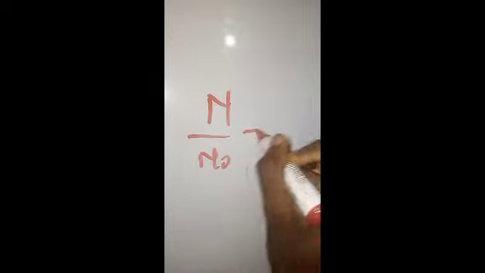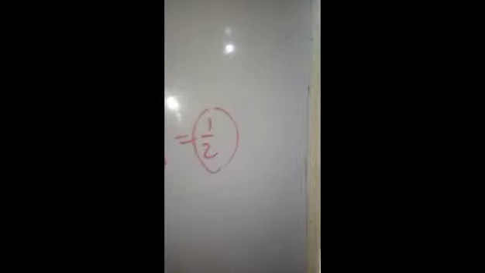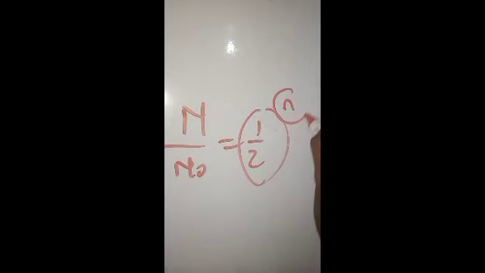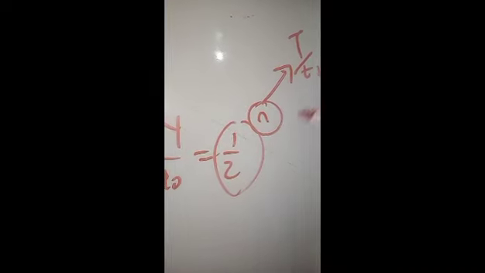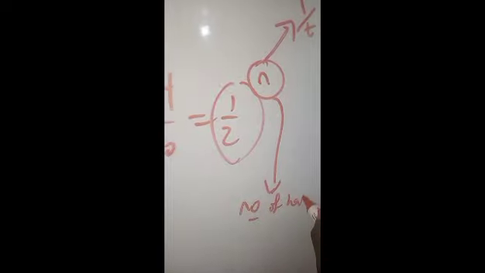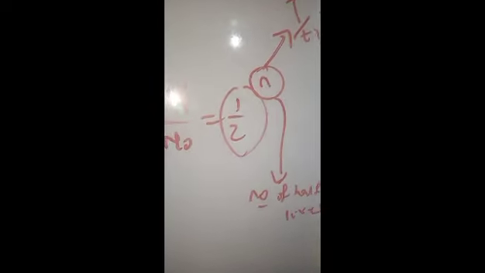Before this question, let me remind you of some things. In the formula we have N over N naught is equal to 1 over 2 raised to power n. I gave you this formula in the beginning. I said there is an n here, and I said this n is equal to T over T half. This n is actually the number of half-lives. So there are some questions where they will say, how many half-lives are there in this reaction? That's the question for this last one.